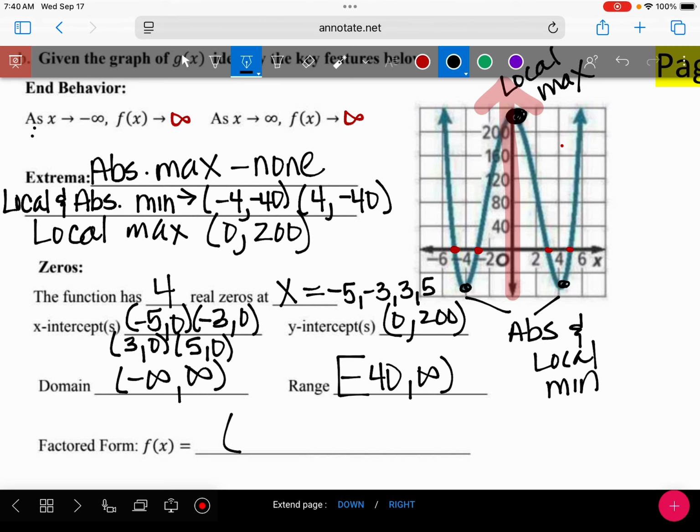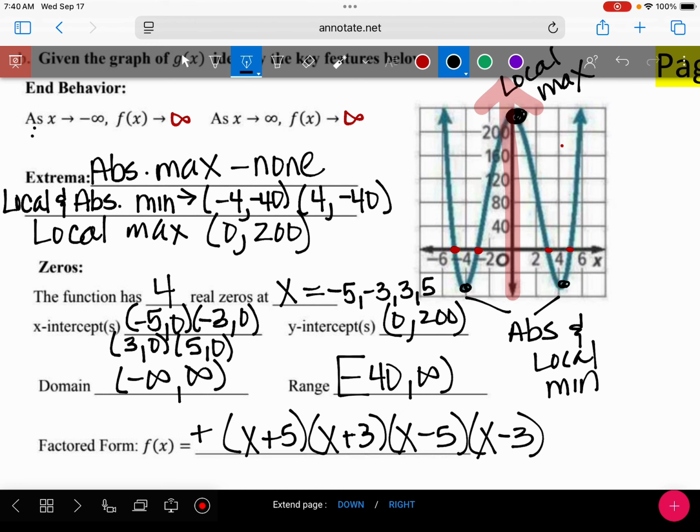And lastly, let's go ahead and write our factor form. Put an x in front of each one. Oh, there's 4, sorry. And flip the sign. So +5, +3, -5, -3. And this has a positive lead.